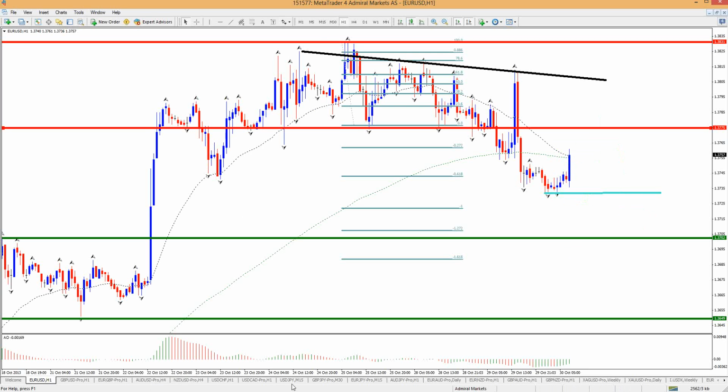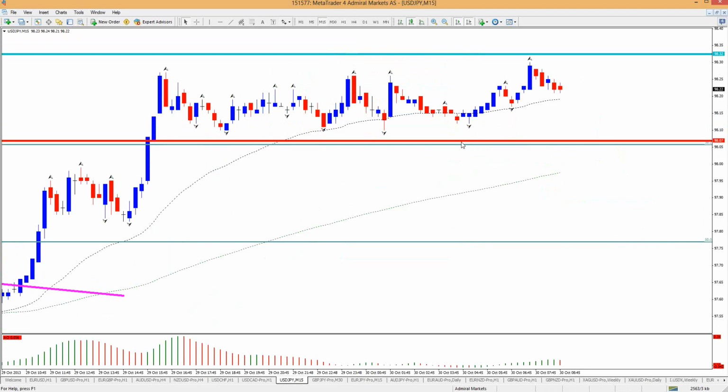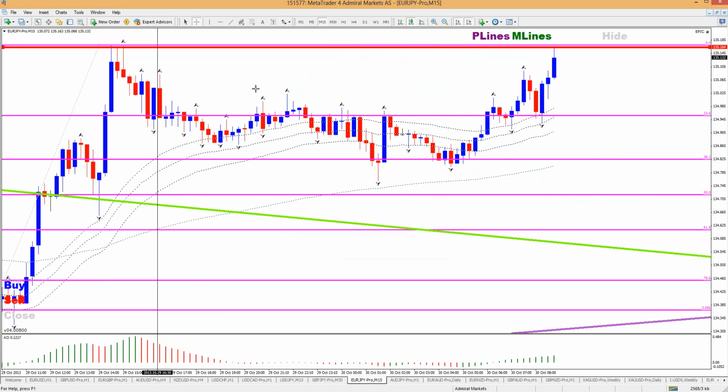But that wouldn't be good for the dollar yen as well. Let me take a look. No, the dollar yen is just flat. So basically, the dollar is losing against the euro at the moment, but it's not losing against the yen. So how's our euro-yen doing then? It's right at the top.